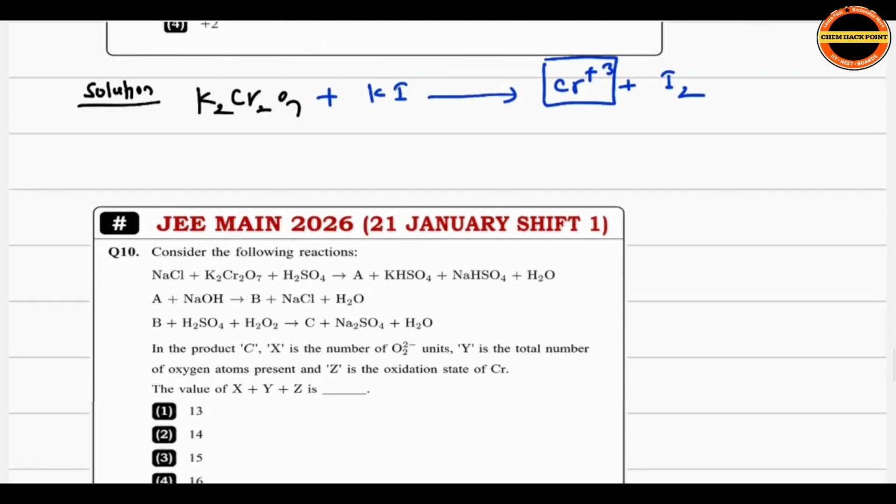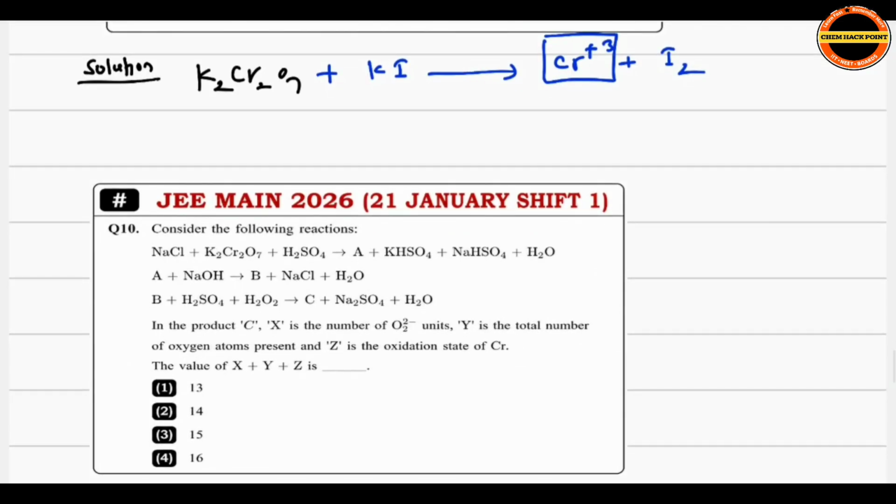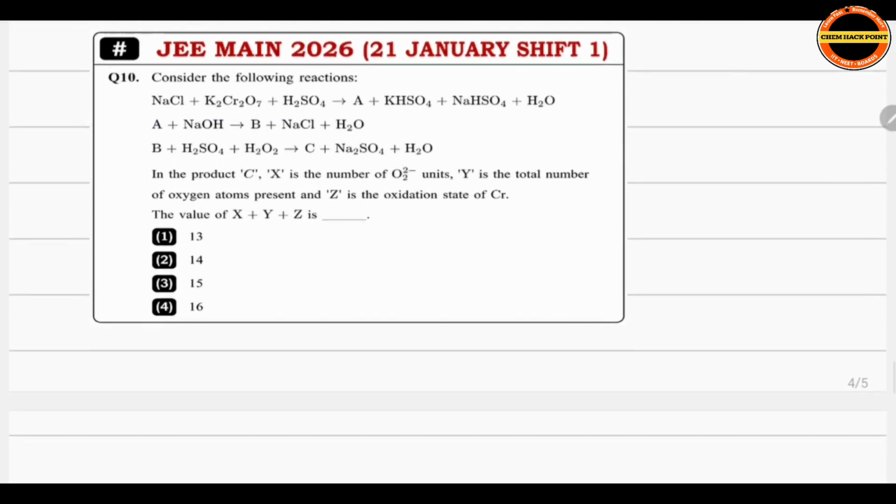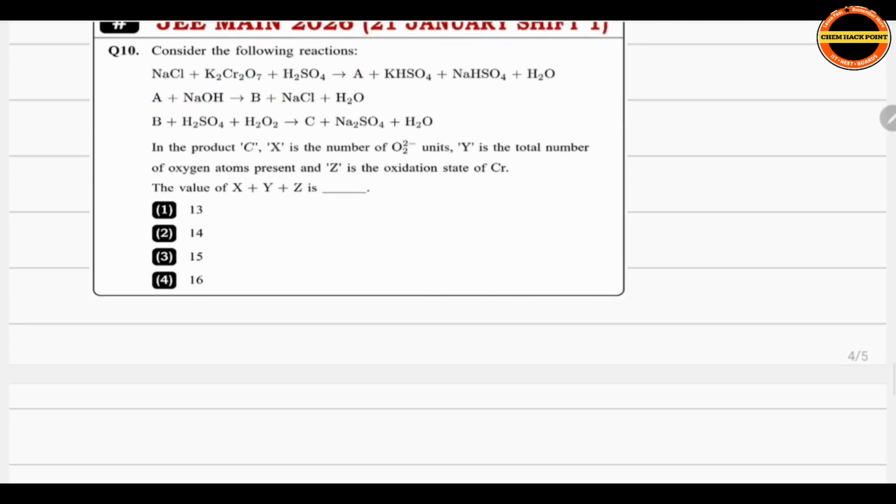JEE Mains 2026, 21st January shift 1. Most repeated question I said, right? So it's the first reaction, again the chromyl chloride test. This year they asked, even last year also they asked. Observe the statements now. NaCl plus K₂Cr₂O₇, H2SO4, and then it is giving product C. X is the number of O2 2− units, Y is the total number of oxygen atoms present in C, Z is the oxidation state of chromium. So the question is asked like this.